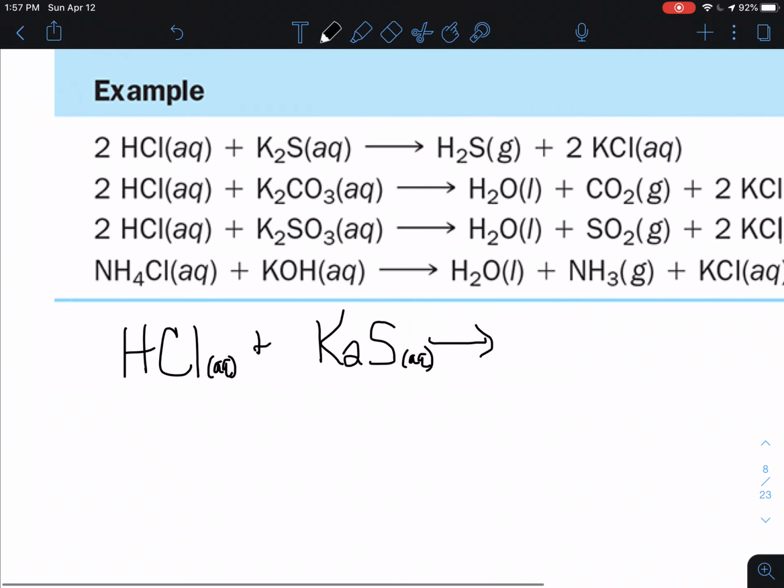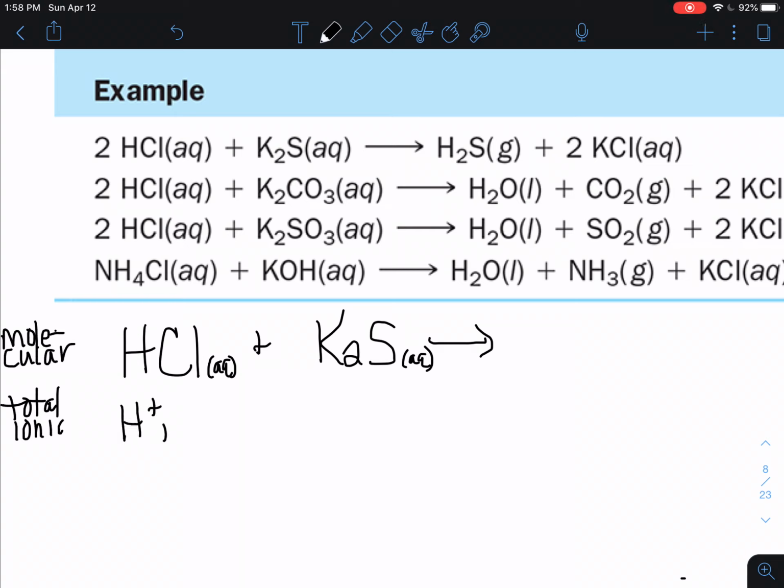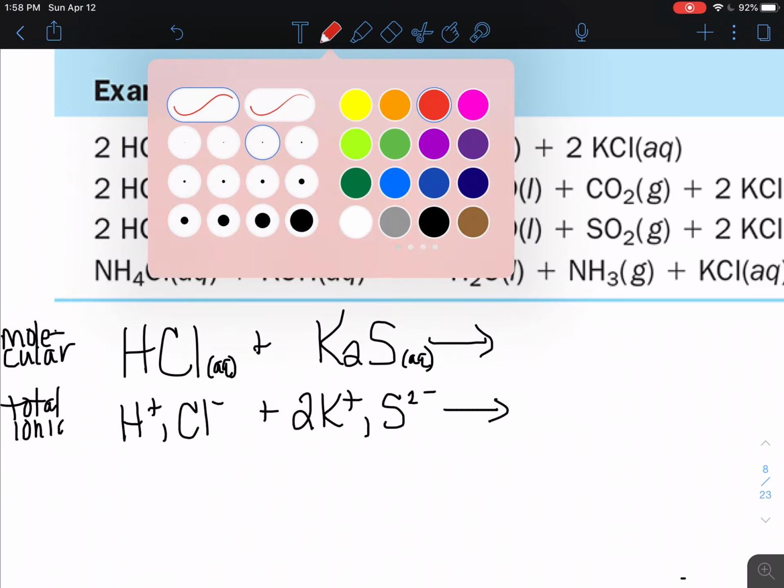So the first thing I do is I go right below it, and I start the total ionic first. This is the molecular. So I'm going to break this guy up: H plus, since this is an acid, Cl minus, plus 2K plus. Where did I get the 2? I got the 2 from here. Now I can pair everybody up.